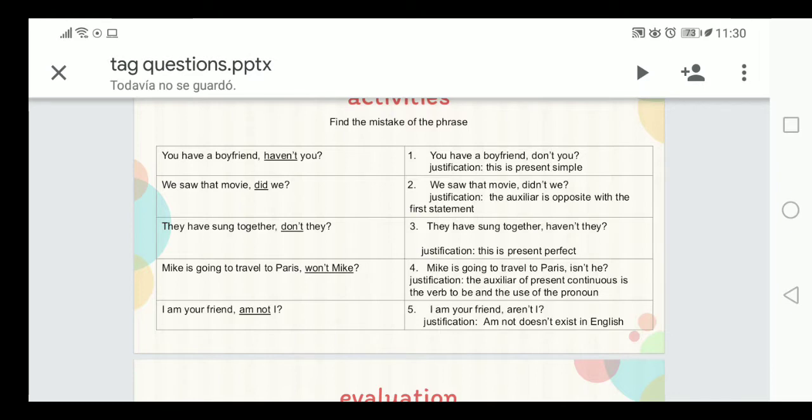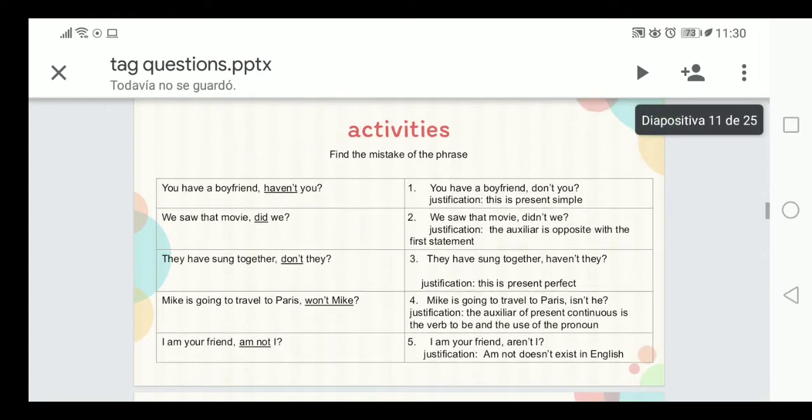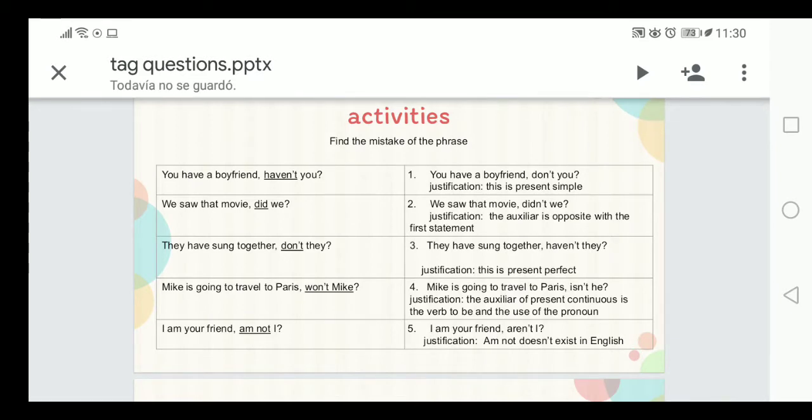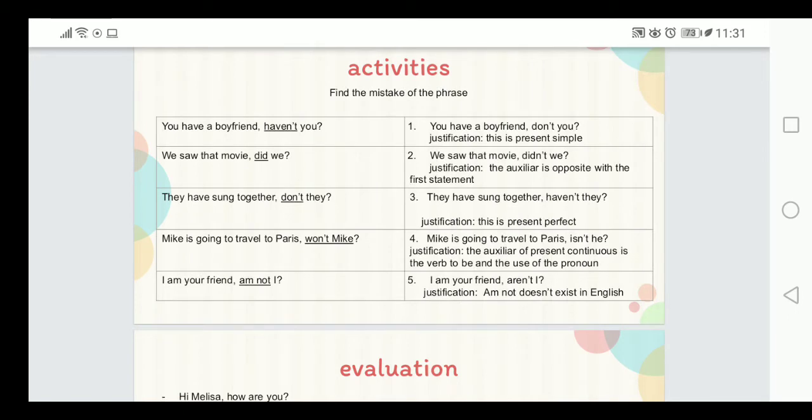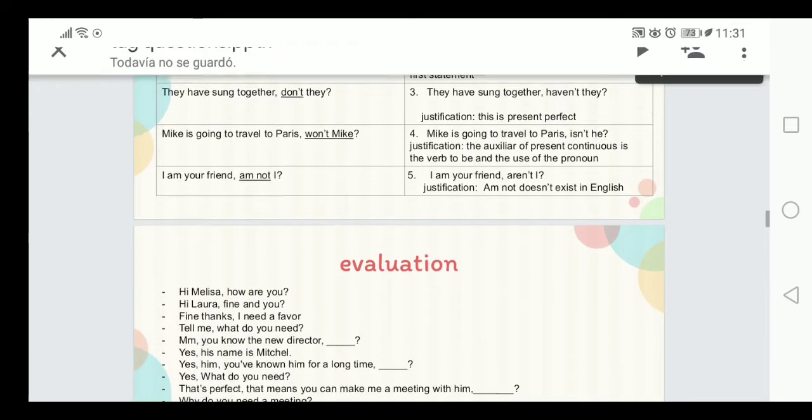Mike is going to travel to Paris. In this tag question we have two errors. The auxiliary is a present continuous, so it is isn't, not won't, and we need to replace the subject with a pronoun. So it's isn't he. I'm your friend, I'm not I. As you know, I'm not doesn't exist in English, so you need to replace it with aren't in a negative sentence.